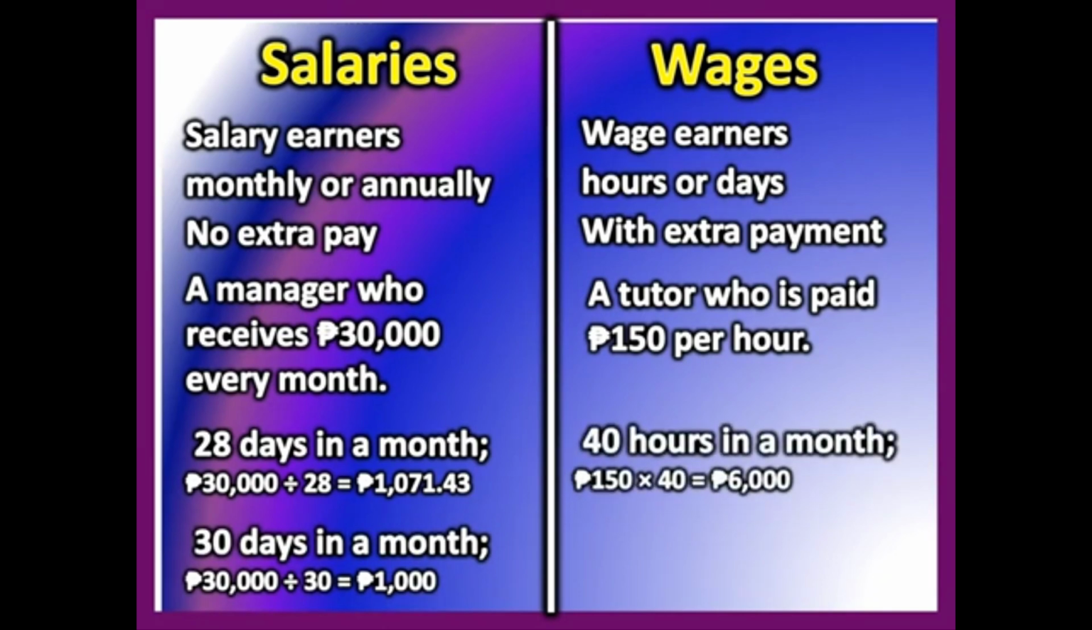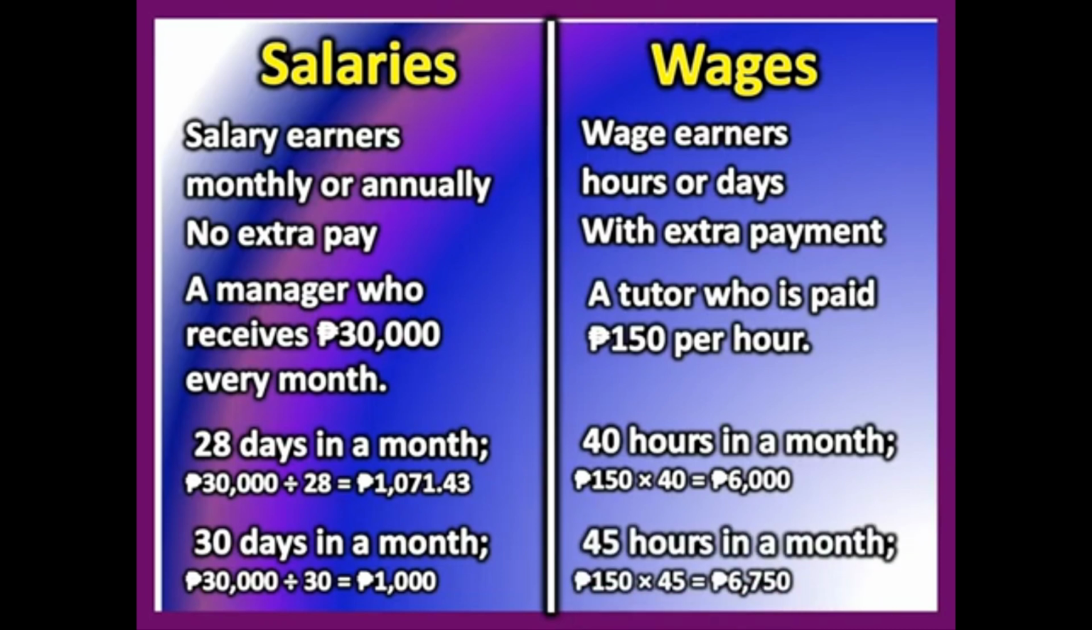Okay, so dito naman sa under ng wages, 40 hours ang work niya in a month. So, 150 pesos per hour multiplied by 40, that will be 6,000 pesos in a month. Kasi 40 hours siyang nag-work in a month. And then, kung 45 hours naman siya in a month, just multiply 150 pesos, that is the rate per hour, multiplied by 45 hours. So, that will be 6,750 pesos. So, let's proceed.